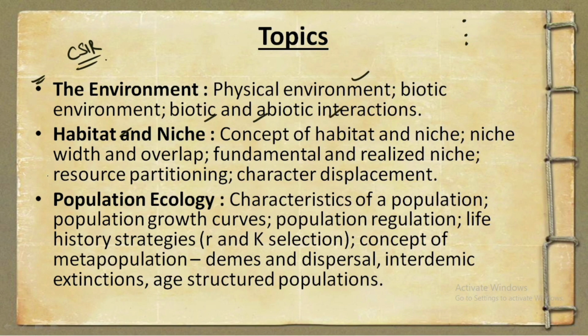After that we have the second bullet point as habitat and niche. In that we have the concept of habitat and niche, the niche width and overlap, and then the types of niche, that is the fundamental and realized, resource partitioning, and also character displacement. The third sub point is population ecology. It is very important. You cannot skip this portion. In this we have various topics like characterization of the population, population growth curve, population regulation, life history strategies, that is about r and K selection, and all the other subtopics.